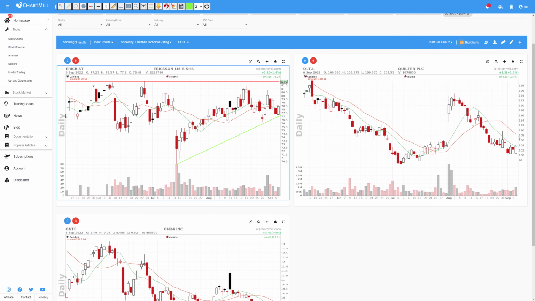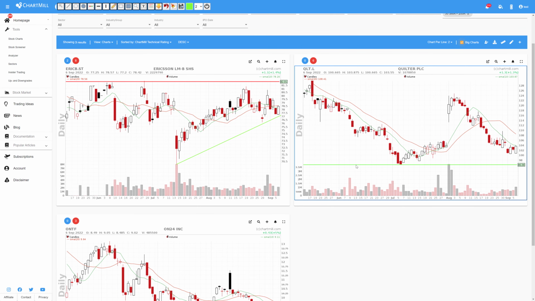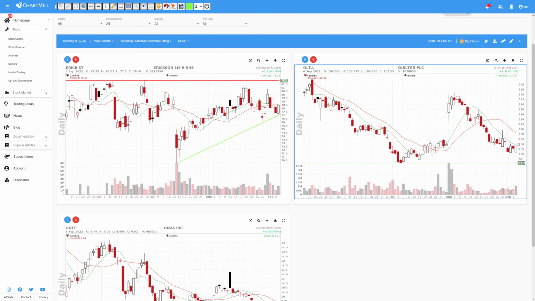Now for Quilter, the next support level, the most important support level, is just a bit lower. So it's definitely possible to open a position once this high is broken, and then the first target would be the descending SMA 20. But just keep in mind that there is still some support lower than this price level.